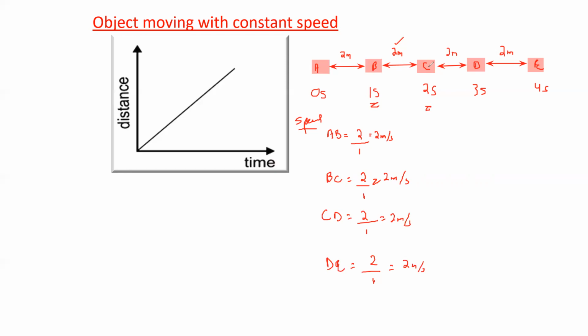So whenever the speed of an object is not changing, we use the term that this object is moving with uniform speed, or we can also say it is moving with constant speed. And how will the distance time graph appear? What will be the shape of a distance time graph? It will be a straight line, but how will it be a straight line? With a constant slope or gradient.